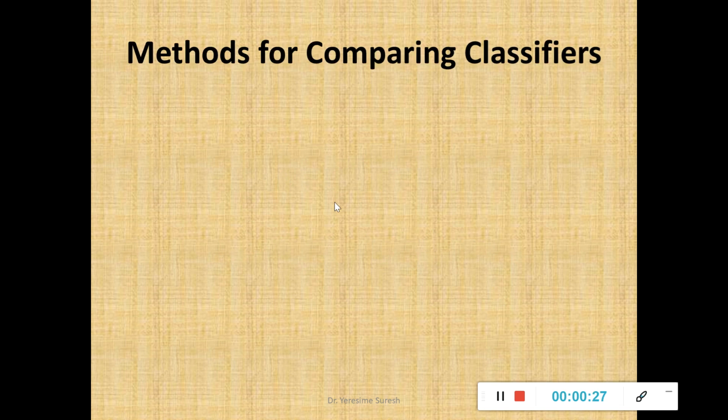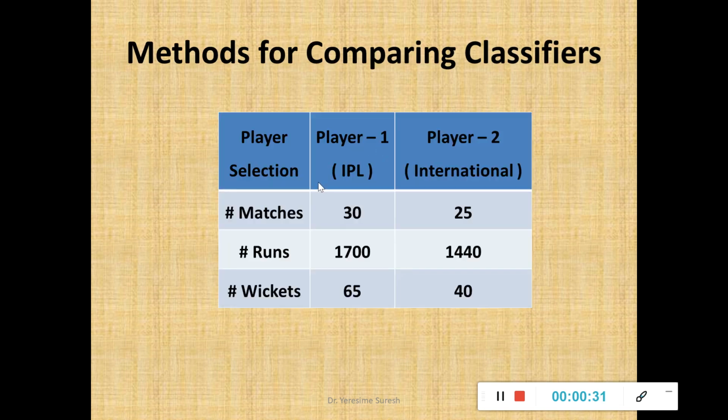So before going into the details of the classifier comparison, we'll take a small example wherein a particular franchise is supposed to select a player based on his performance in the Indian Premier League, IPL, as well as the international list of players available. I'll take certain attributes such as number of matches played by the player, number of runs scored by him, number of wickets taken.